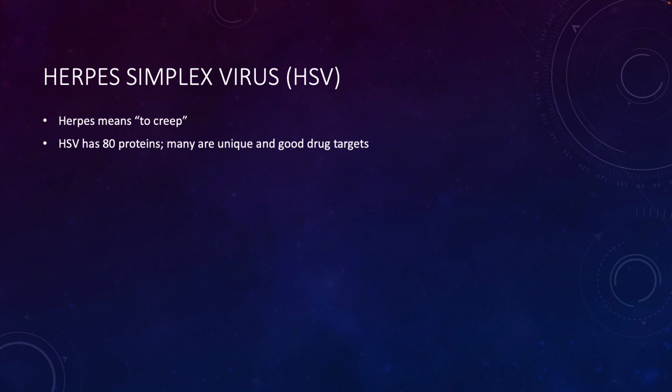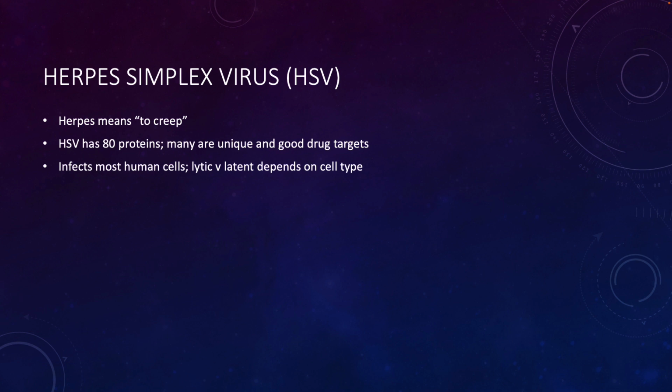Unlike other viruses, the herpes viruses have a lot of unique proteins, and because of that, that can provide good drug targets. So this virus has 80 proteins. Remember, we can contrast that with the HPV, which has only 8: 8 early and then 2 late. So it has a lot more proteins, and that provides more opportunity to target the infections.